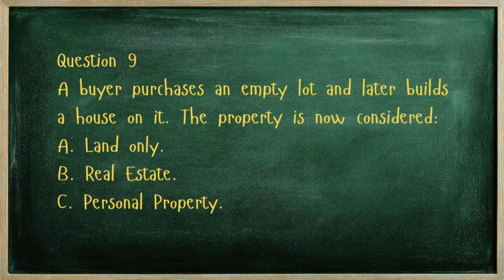Question number 9. A buyer purchases an empty lot and later builds a house on it. The property is now considered A, land only. B, real estate. C, personal property. The answer is B, real estate.